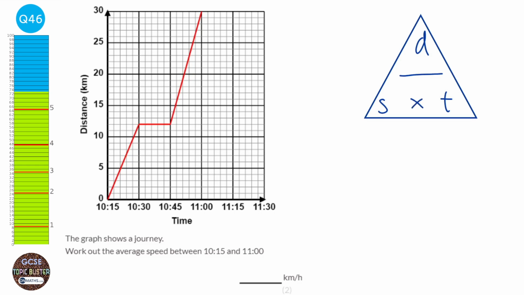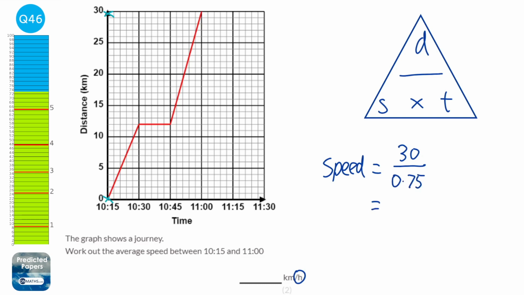So when we're looking for average speed, we want to work out, so we're just going to write average speed or speed, and it's going to be the total distance. So the distance starts at 0, goes up to 30. So the total distance is 30, and the time starts at 10:15 and ends at 11. So that'll be 45 minutes, or, well, we should do it in hours, because the units we want are in hours. So it would be 0.75. So 30 divided by 3/4 would be 40. So it's going to be 40 kilometers per hour.